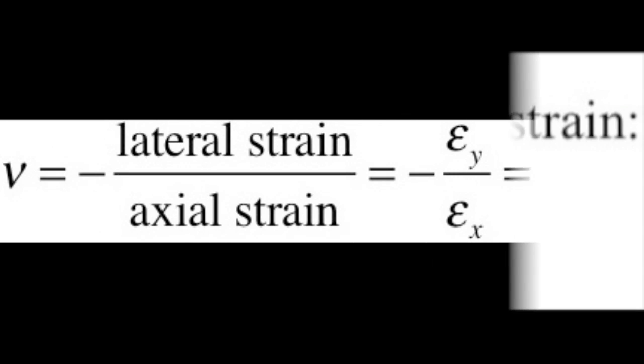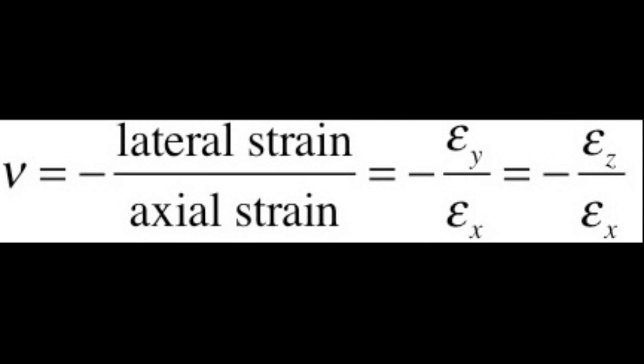Then there is Poisson's ratio. Poisson's ratio can be defined as the ratio of the transverse strain perpendicular to the applied load to the axial strain in the direction of the applied load in a material under tensile load.